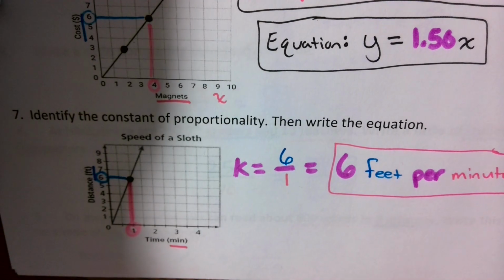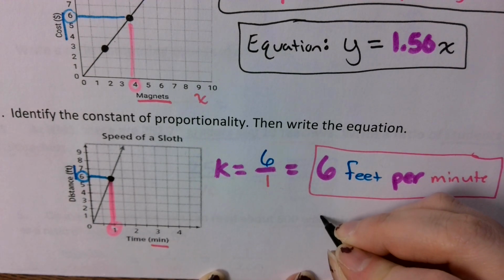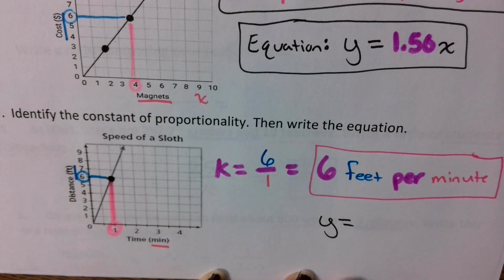And then what is the equation going to be? What's the equation going to be? Corey? Y equals 6x. Good. Y equals 6x.